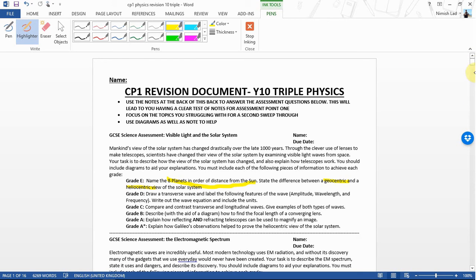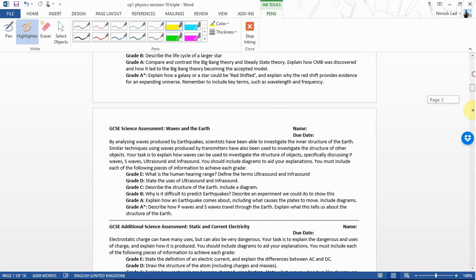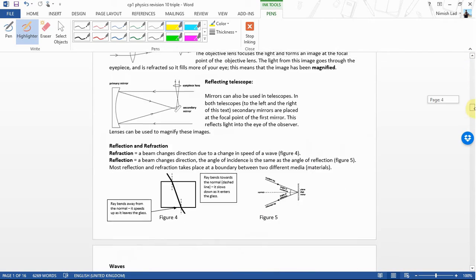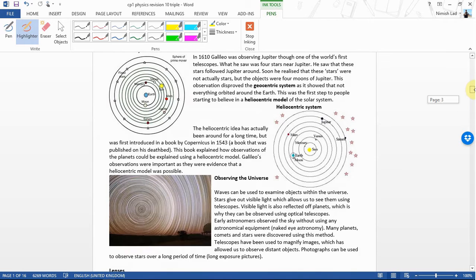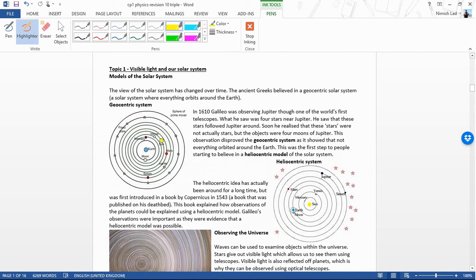In terms of geocentric versus heliocentric, if we look at our notes, if I just scroll down over here, there we go. We've got some notes here on a geocentric and a heliocentric view of the solar system. In a geocentric view, everything goes around the Earth. The Moon and all the planets go around the Earth. In a heliocentric view, everything goes around the Sun. So all of the planets go around the Sun, apart from the Moon, which we believe goes around the Earth.